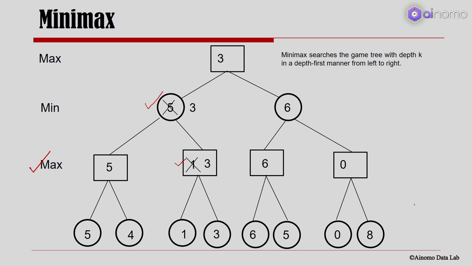But interesting to note at this point of time that again we have a max node and the leaf value is 8, so 0 would be overwritten by 8. Whereas now when I want to back up 8, I have a 6 and this is a min node.